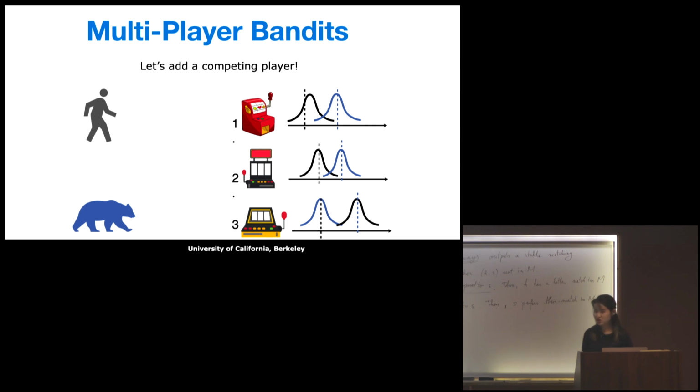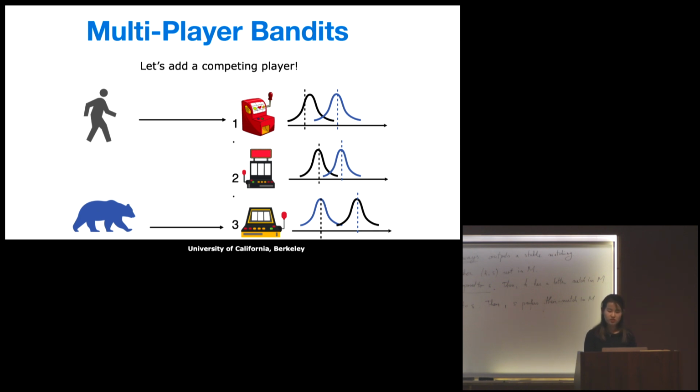So now that we've quickly recapped this single agent multi-arm bandit, what can happen when we add a competing player? So Mike has already talked about this briefly, but when we have a competing player, they could in general have different reward distributions even for the same arm. So that's how we denoted it on the right.